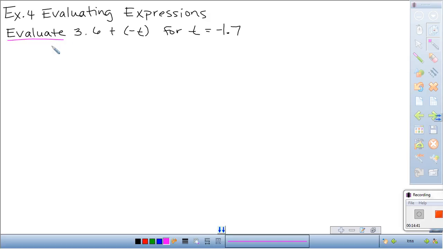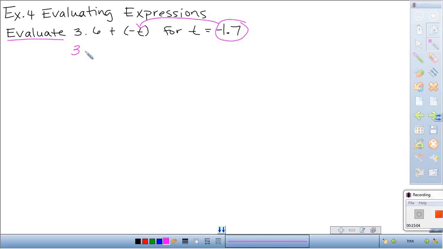Evaluate just means solve, but we have to substitute before we can solve. So that's all we're doing. They still want us to get an answer. We just have to substitute first. So we're going to take this negative 1 and 7/10 and plop it right in there for t. But I'm leaving everything else the same. Don't change anything but t to negative 1.7.